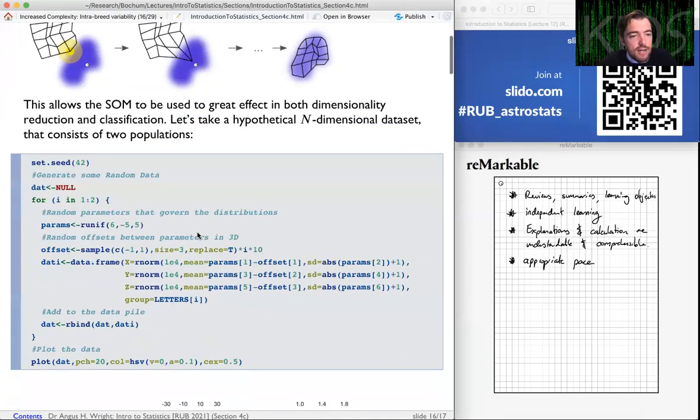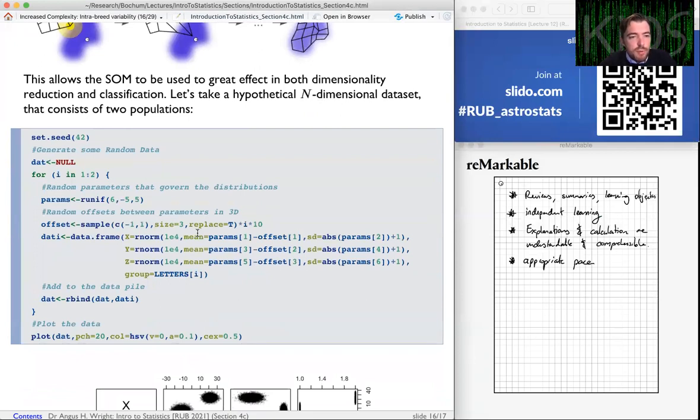And I'm going to show you this now using a simple data set that I've constructed. So the data set is a random data set, which is governed by a bunch of random parameters that I didn't pick. It contains some parameters that govern the shape of a Gaussian in the parameter space in 3D, and some offset so that the populations are randomly distributed somewhere in the parameter space.